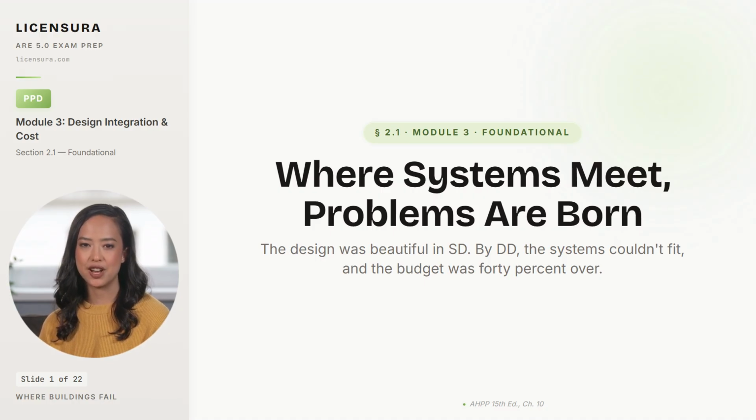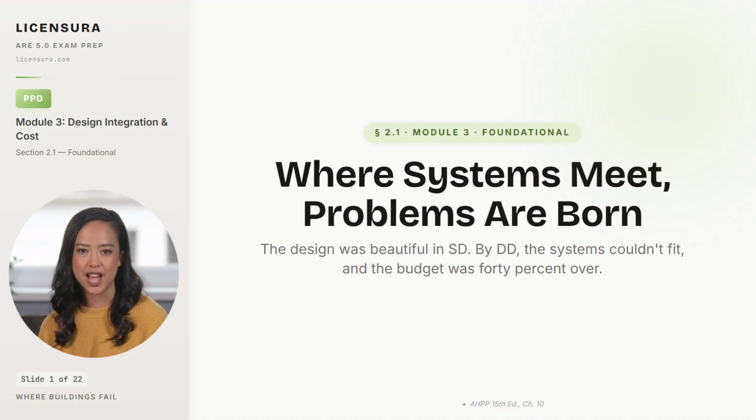Welcome to design integration, the phase where every coordination shortcut from schematic design comes due, and the phase where the public actually gets hurt when the work fails. Field fixes compromise fire ratings. Envelope details leak and grow mold. Cost overruns force value engineering of life safety systems. The ARE tests design integration and cost management because unintegrated buildings injure occupants for decades. And because you, personally, are the only professional on the project who is supposed to see the whole picture.